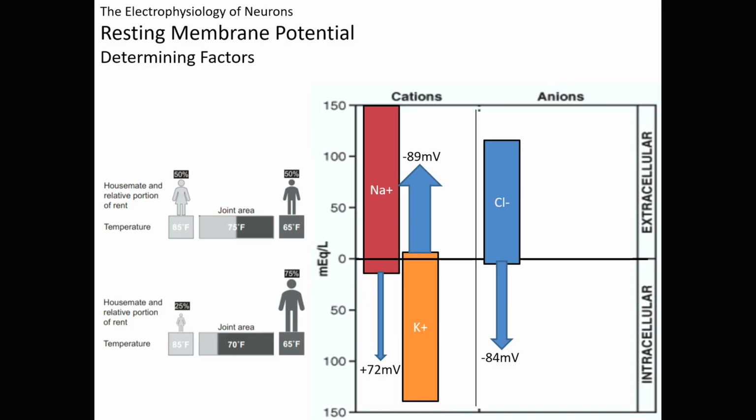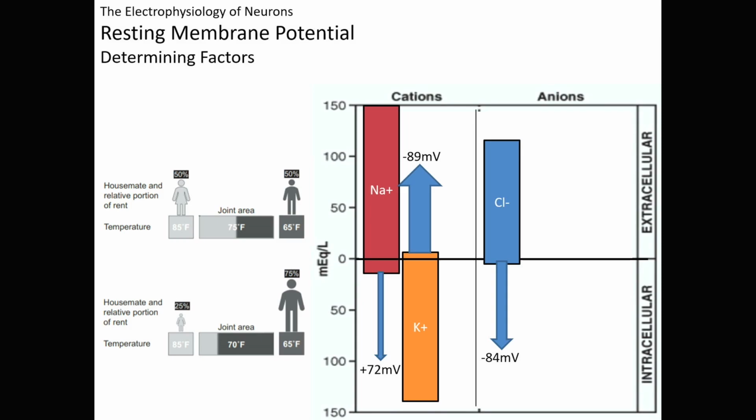So the basic idea there is whoever is paying more of the rent gets more of a say in what the overall temperature is going to be. And we basically apply that same philosophy here to these ions. Now, ions are obviously not paying rent, so what is the analogy here? The analogy is how many leak channels they have, which is represented here by the width of these arrows. The more leak channels you have, the more easily you can move across the membrane, and the more of a say you get in what the value of the membrane potential is going to be.